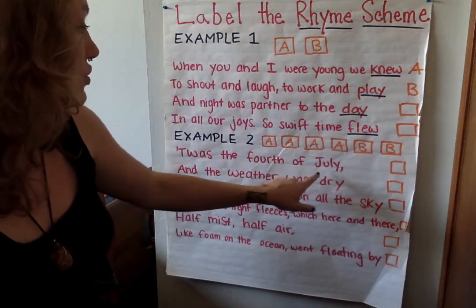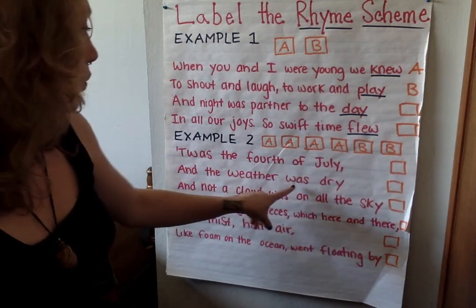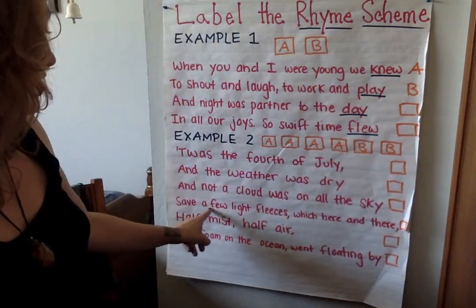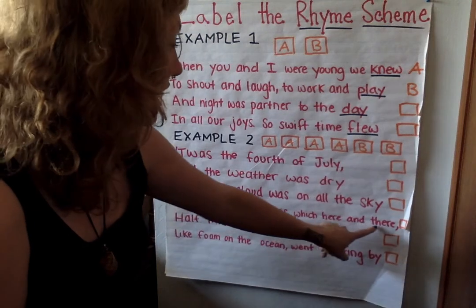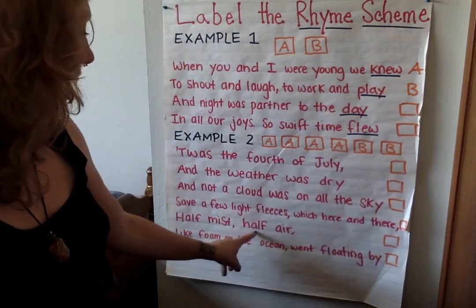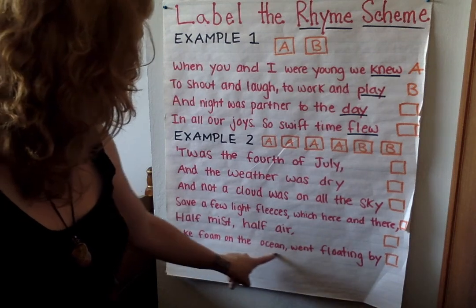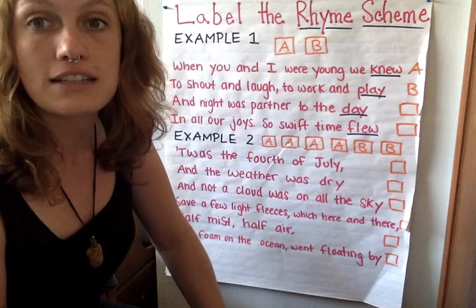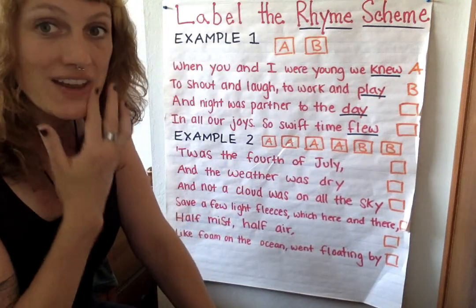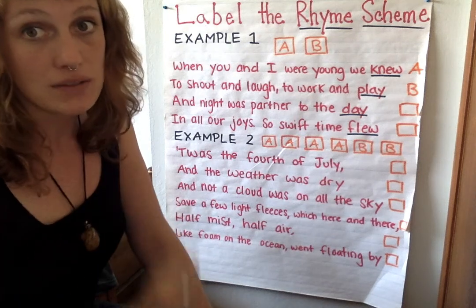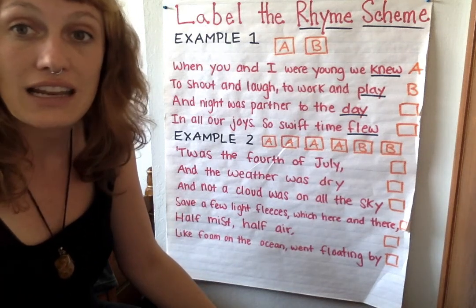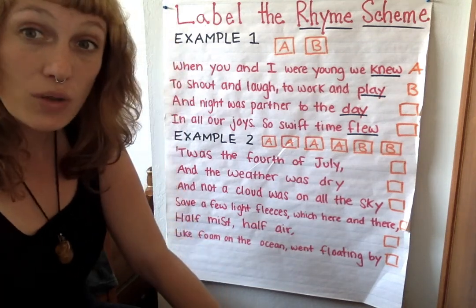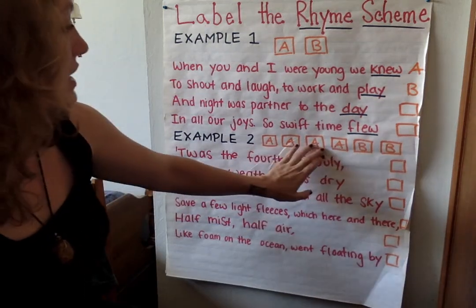'Twas the 4th of July, and the weather was dry, and not a cloud was on all the sky, save a few light fleeces, which here and there, half mist, half air, like foam on the ocean, went floating by. So, how many different sounds did you hear coming at the end, right? There were basically 2 different sounds that were rhyming. You had words that ended in an I sound, and you had words ending in an air sound. Okay, so that's 2 types of rhymes, which is why you see A's and B's.